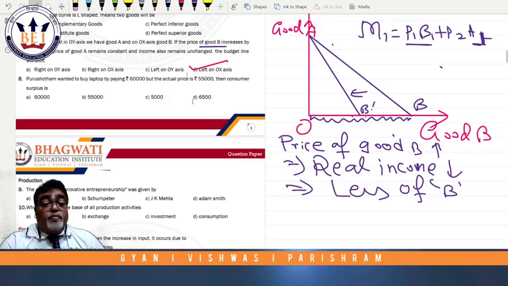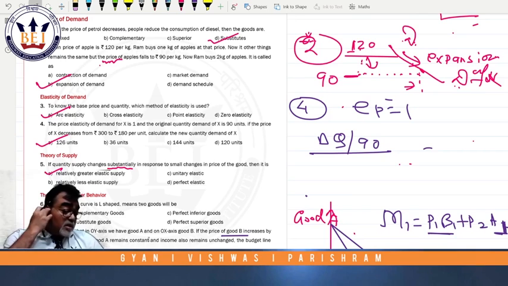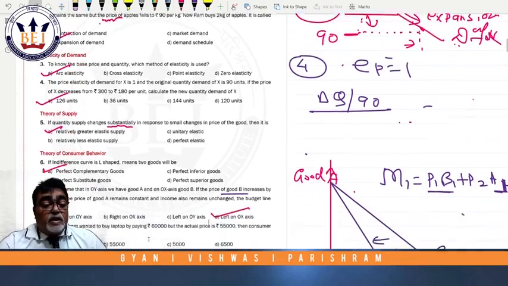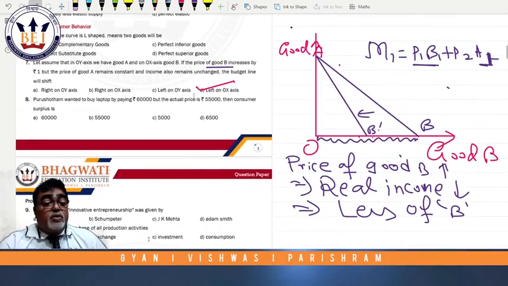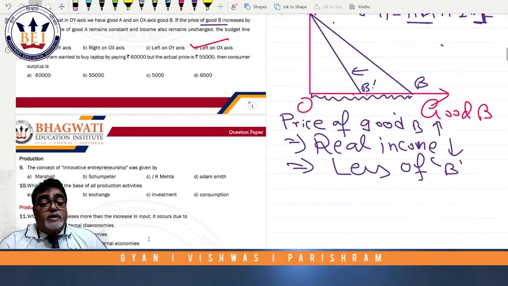Once more. Question number 1, answer is substitute. Question number 2, answer is expansion of demand. Question number 3, answer is arc elastic demand. Question number 4, 126 units. Question number 5, answer is Ahmedabad relatively greater elastic. Question number 6, perfectly complementary goods. Question number 7, left on OX axis.